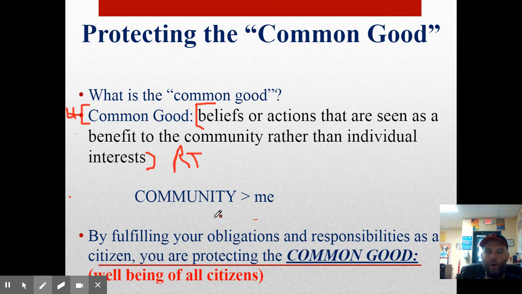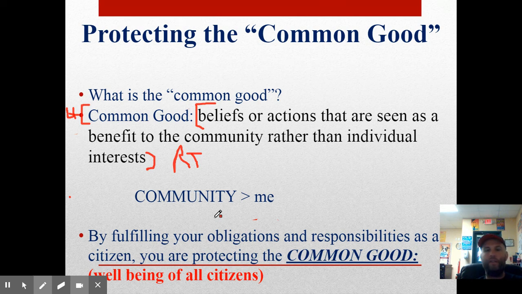So if you follow the law and you obey the law and you pay your taxes and you volunteer in your community and you're informed and you participate in government, if everyone does that, we're going to have a stronger, better democracy and better country. Sometimes it's called a public good, sometimes it's referred to as common good, but that you're doing it not for yourself, but for your neighbor, for others, for the country, right?